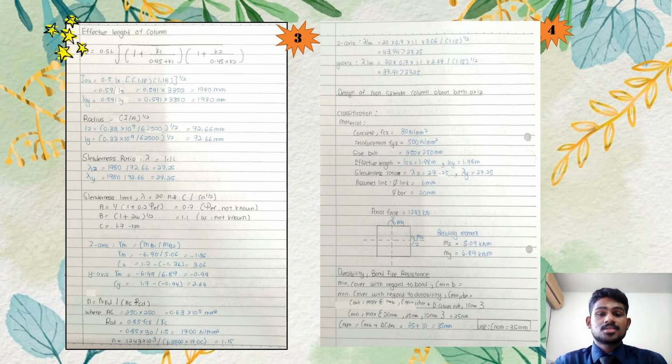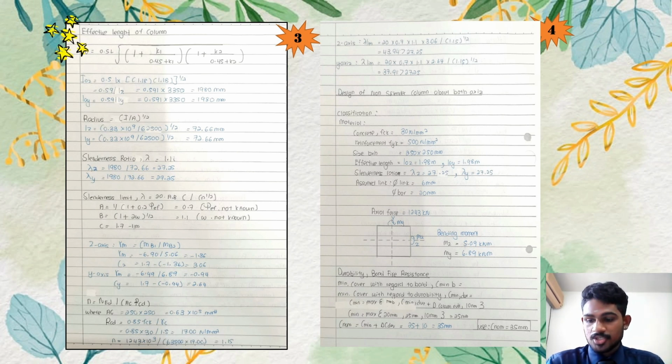Okay, next I'm going to explain about the limits: for the z-axis you will get 43.94, which is more than 27.25, and for the y-axis you will get 37.91, which is also more than 27.25. Okay, next we are going to do the design of the non-slender column about both axes.